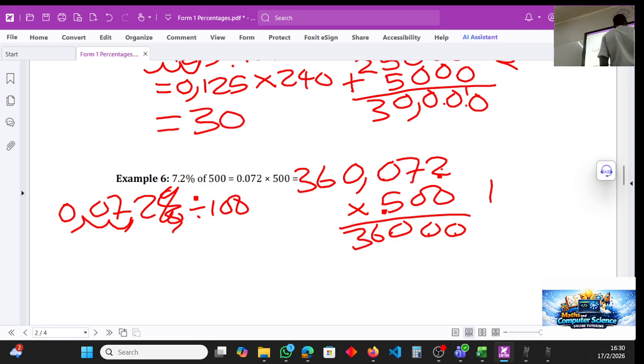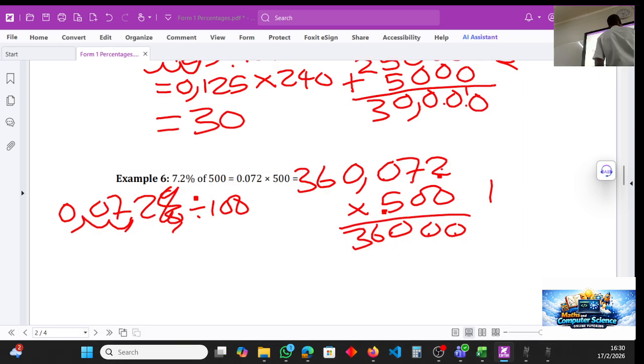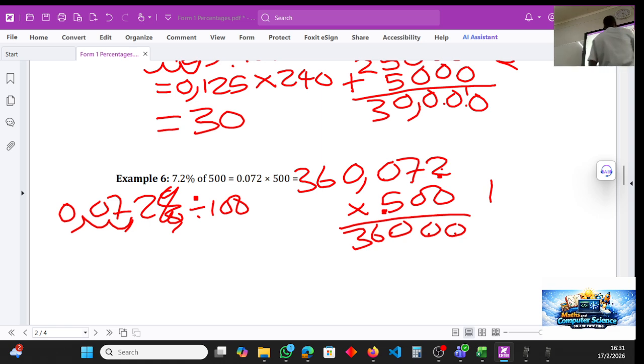You can always verify with our calculator. If I have 0.072 multiplied by, we double check the problem, 500, I'm expecting to get 36. And it looks like that's what we have here. So our calculation is in line.